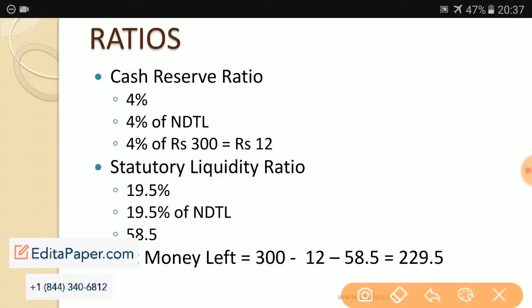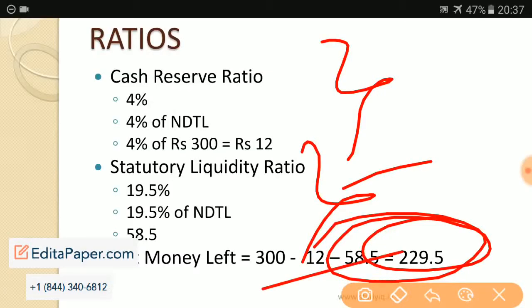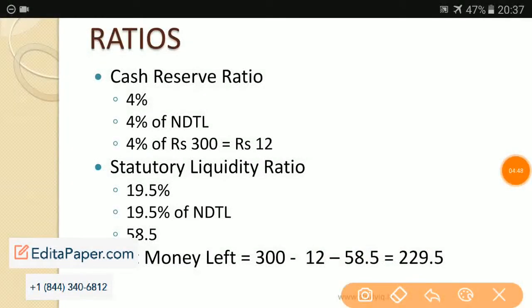So basically, after keeping aside money for the cash reserve ratio and the statutory liquidity ratio, the net money that is left with the banks is 229.5 rupees. This money they can lend out as loans. So this is the concept of ratios. The cash reserve ratio is that ratio on which the banks have no earning, as all the money is kept aside as idle cash with the Reserve Bank of India.